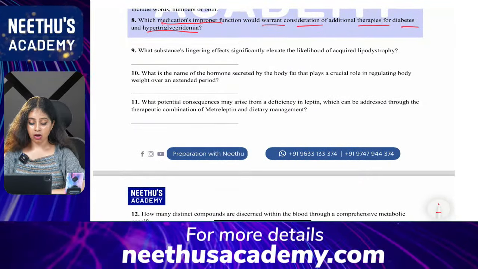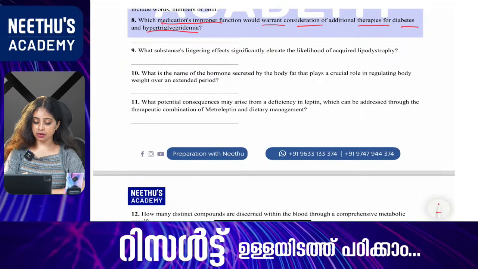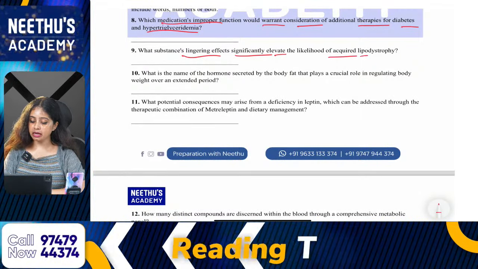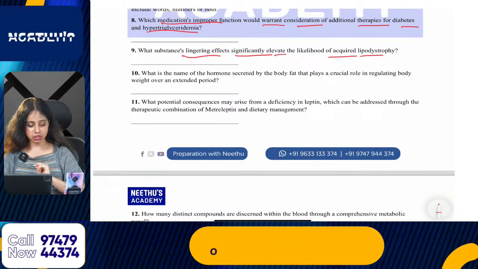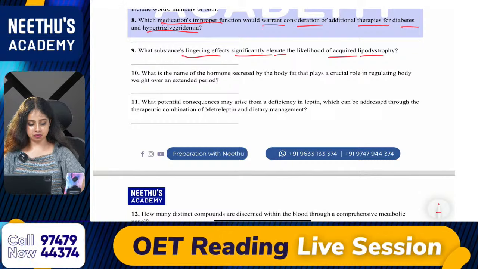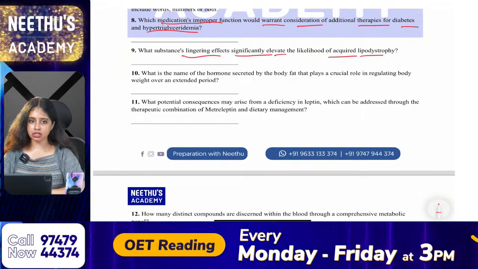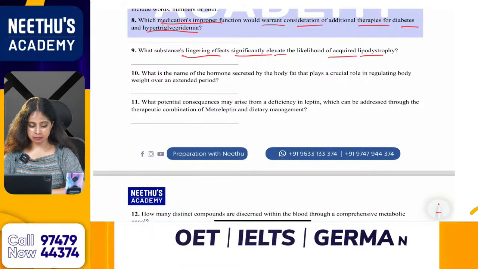9th one. What substance with lingering effects significantly elevates the likelihood of acquired lipodystrophy? Okay, so what is the answer to the 9th question? Any idea? Shili? Chinju, you got the answer for the 9th question? Could you please tell me what is the answer?